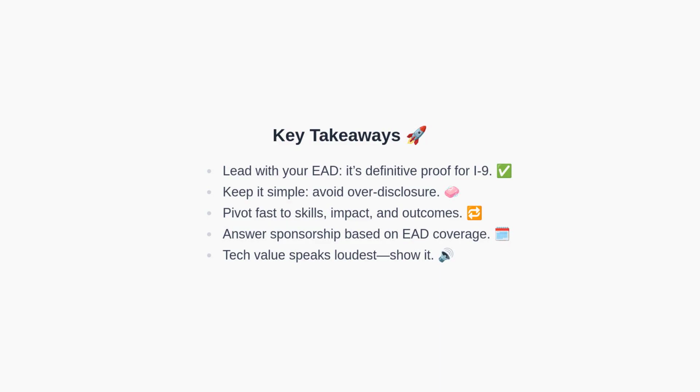These are the key takeaways. First, lead with your EAD, because it is definitive proof for I-9 purposes. Second, keep your messaging simple to avoid over-disclosure. Third, pivot quickly to your technical capabilities and measurable outcomes. Fourth, answer sponsorship questions based on your EAD's coverage. Finally, remember that high-value technical skills often outweigh concerns about temporary status, so demonstrate your value clearly. Next, we will summarize your next steps.